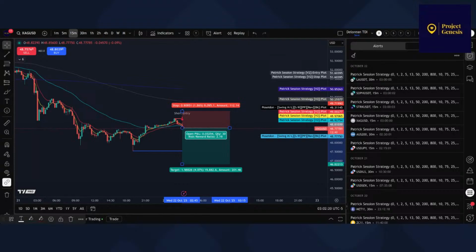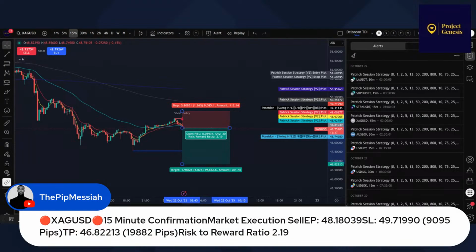All right, here's the next call of the night. It's going to be silver versus the United States dollar. 15-minute confirmation. Market execution sell. Entry price is 48.18039. Stop loss is 49.71990 for 9,095 pips. Take profit is 46.82213 for 19,882 pips, a 2.19 risk to reward ratio.